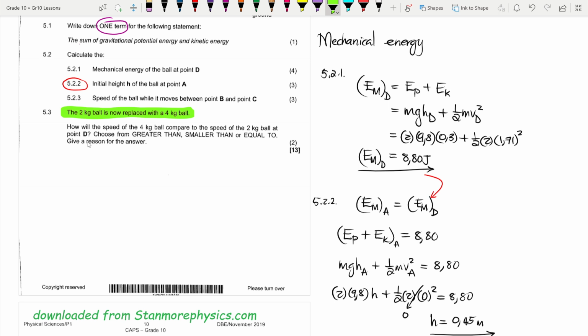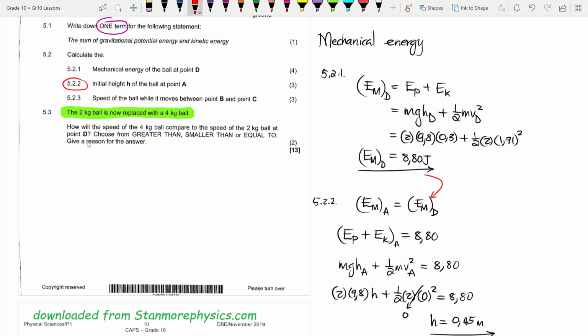Yeah, so that's correct. They are going to ask you if it's going to change something in there, usually the speed, of course, or kinetic energy. No, let me not say kinetic energy, let me say the speed, because there will be a difference between kinetic energy and speed. Speed is not a function of the mass. We already see that a lot, and then I also cancel the mass as well on another method for 5.2.3. So this question here says, how will the speed of the 4 kg ball compare to that of the 2 kg at point D? Choose from greater, smaller, or equal to, and give a reason.